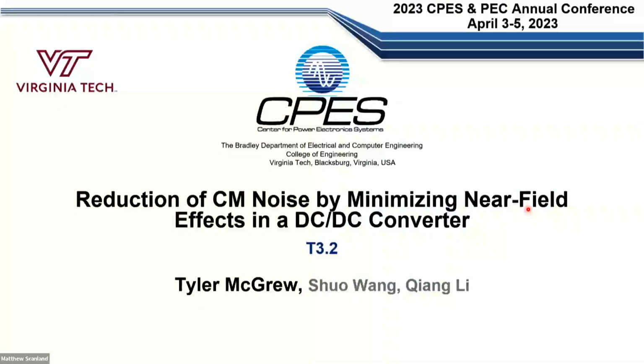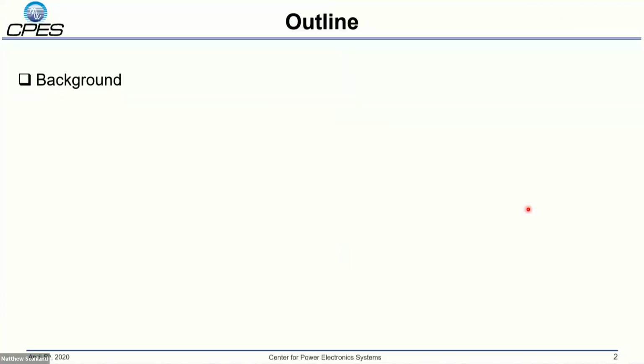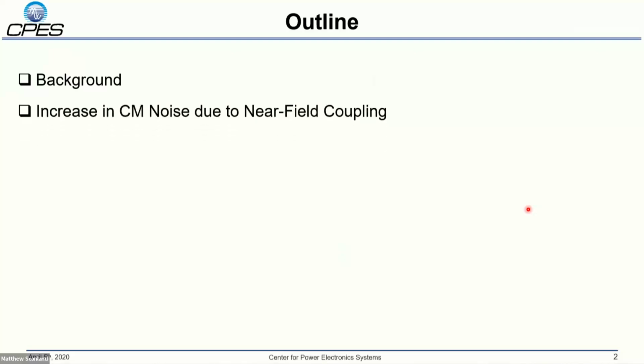Okay, good afternoon, everyone. My name is Tyler McGrew, and the topic of this presentation is reduction of common mode noise by minimizing near field effects in a DC-DC converter. So I'll start by giving some background on near field couplings and power converters, and then I'll introduce a buck converter where the conducted common mode noise is strongly impacted by the location of the EMI filter relative to the power stage due to some near field coupling effect. And then I will show how we identify the mechanism of this near field coupling.